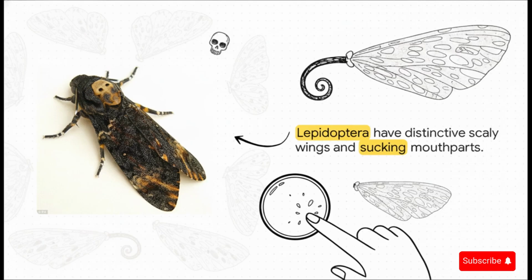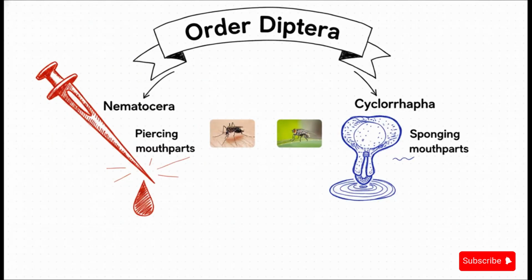Lepidoptera are defined by two major features: highly specialized sucking mouthparts designed entirely for drawing up liquid nectar, and, most distinctly, scaly wings. If you've ever touched a moth's wing and got that dusty stuff on your fingers, you are actually rubbing off thousands of microscopic overlapping scales. Let's move to the Diptera order and see how this specialization builds.